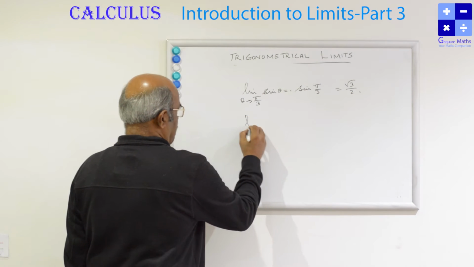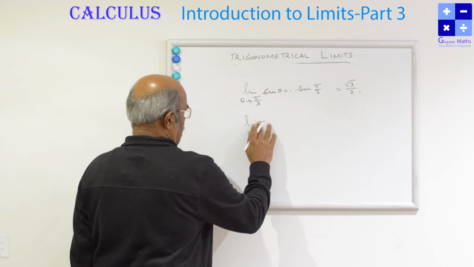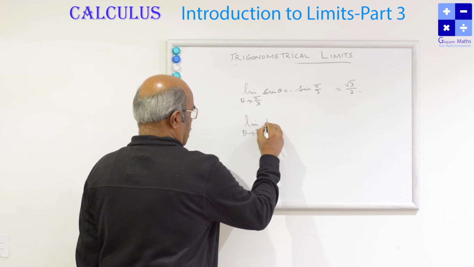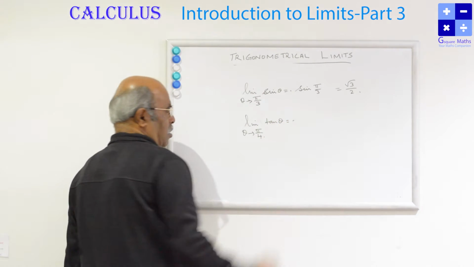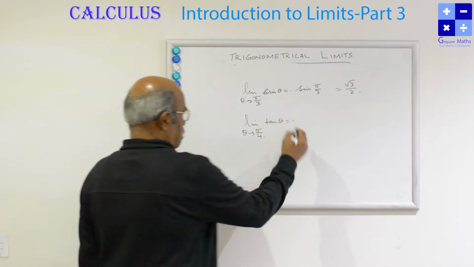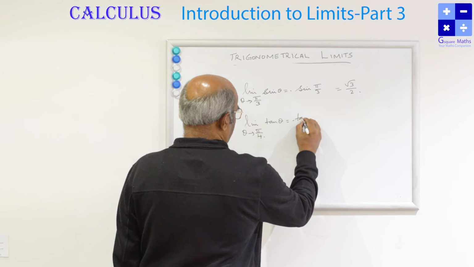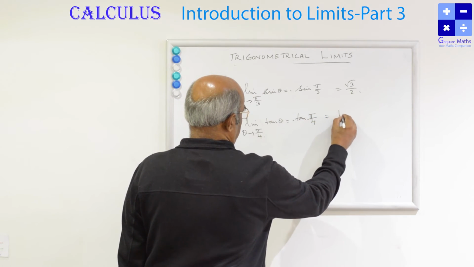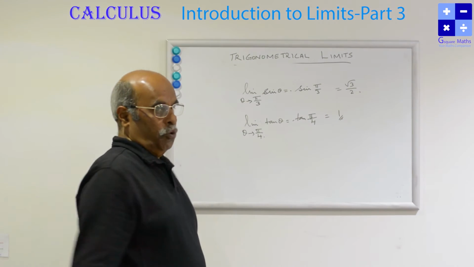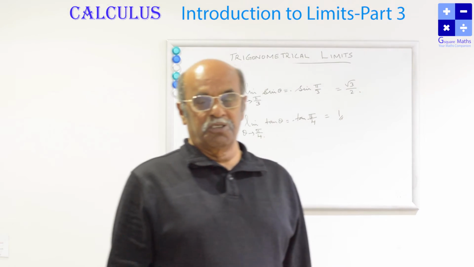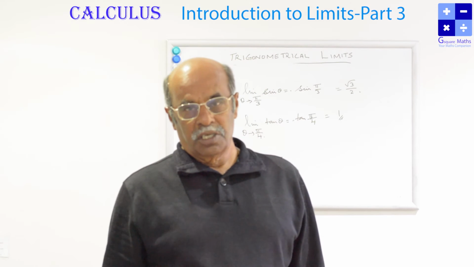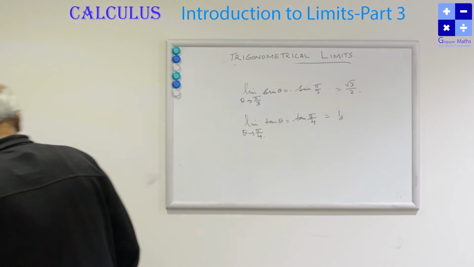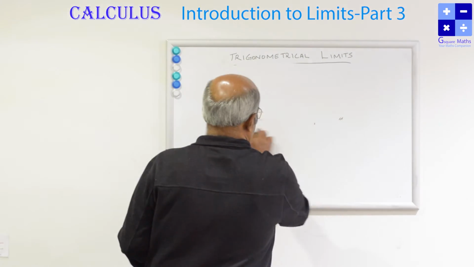Limit theta tends to pi by 4 of tan theta. Direct substitution: substitute theta equal to pi by 4. So tan pi by 4 is equal to 1. So the first method of evaluating the trigonometrical function is direct substitution. So let us find another problem.